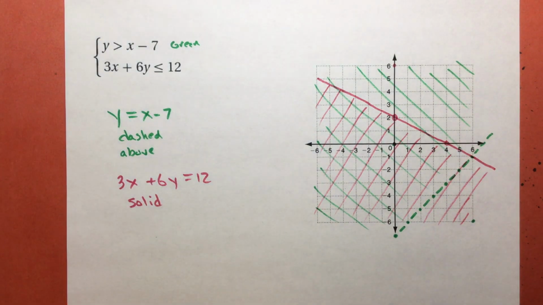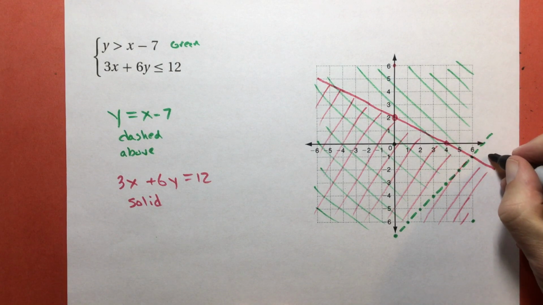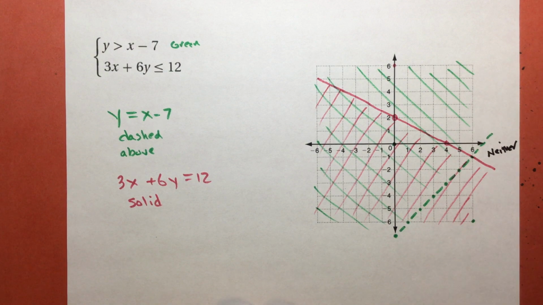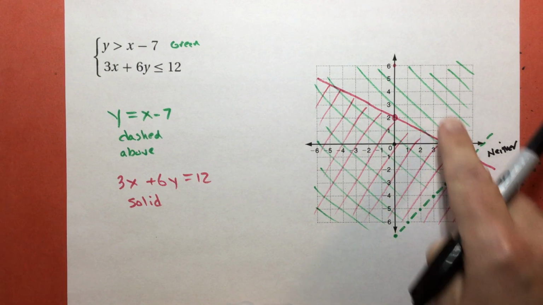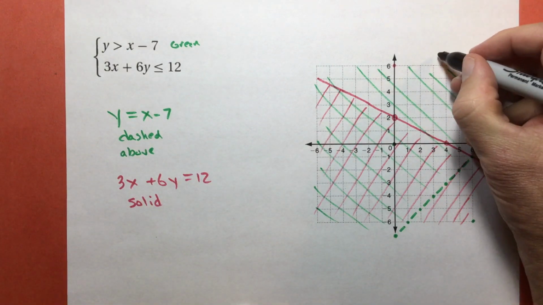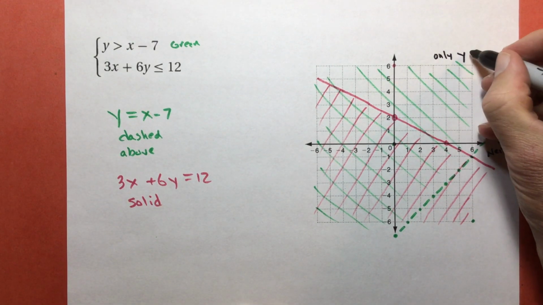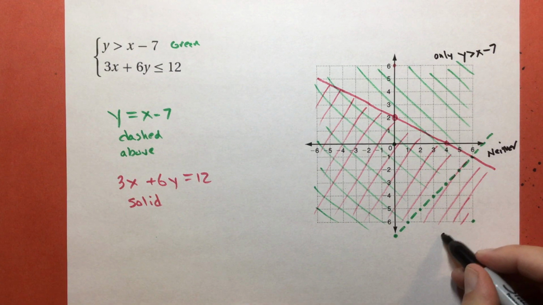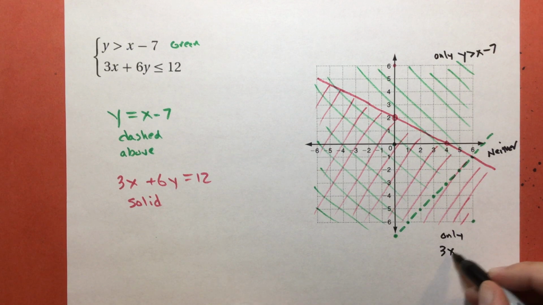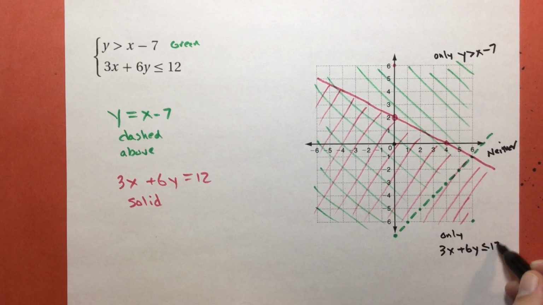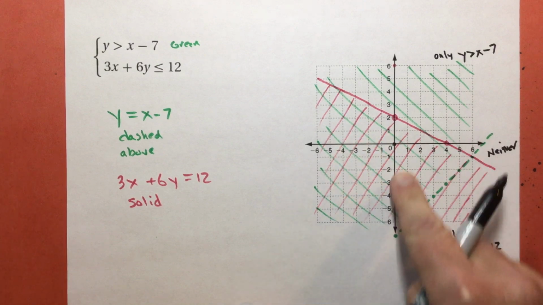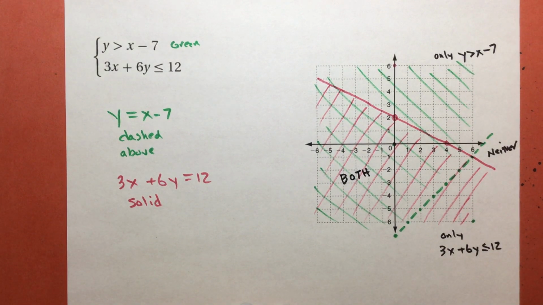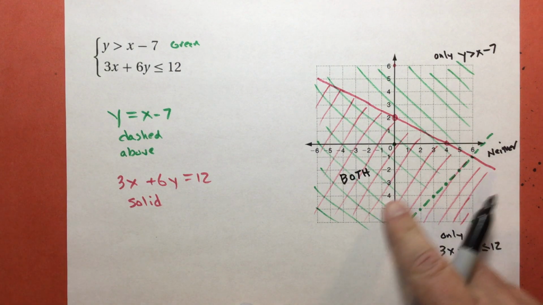So one more time, I have 4 areas. This area over here, which barely fit onto my graph, neither inequality has any points in there. This area where it's all green, only y is greater than x minus 7. This area where it's only red, this is only 3x plus 6y is less than or equal to 12. But this area right here where I see the red and the green, that's where both the points are going to make both of them true, and that's where the solution is.